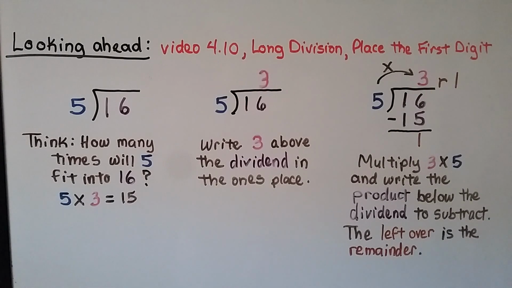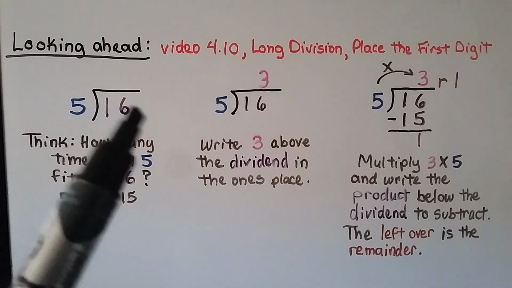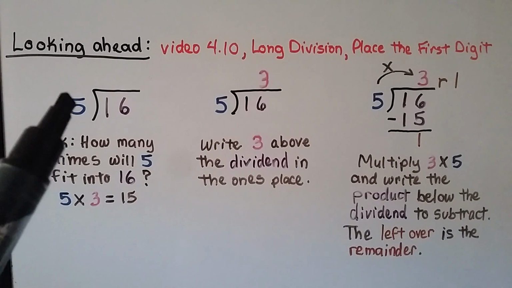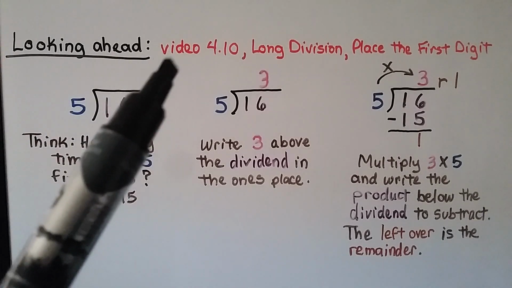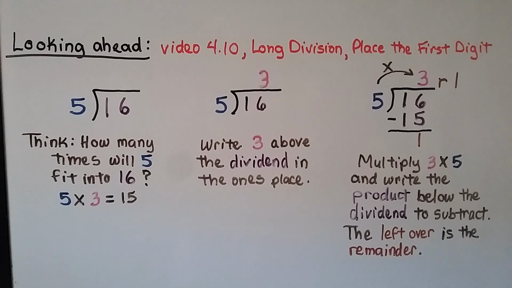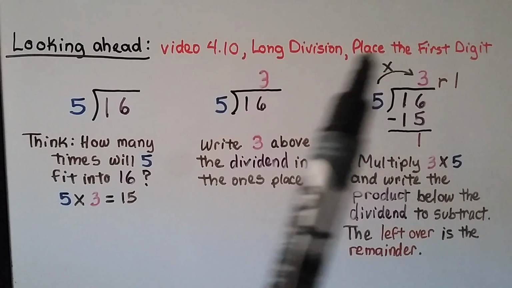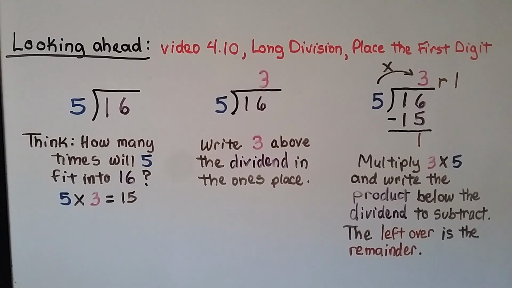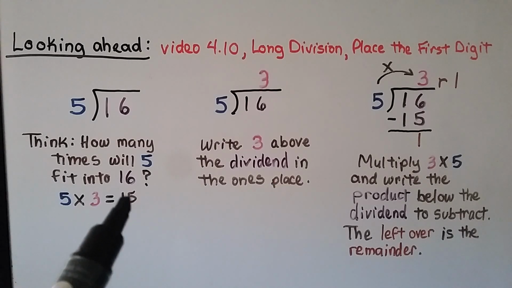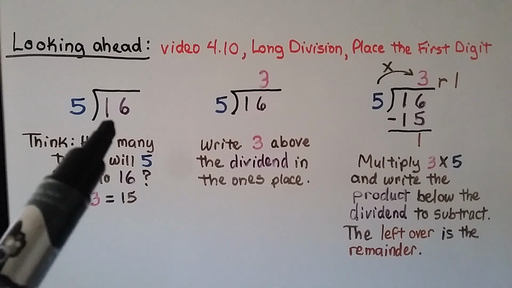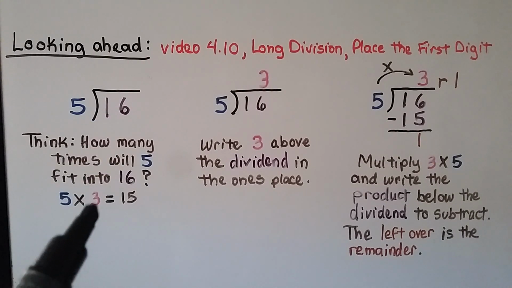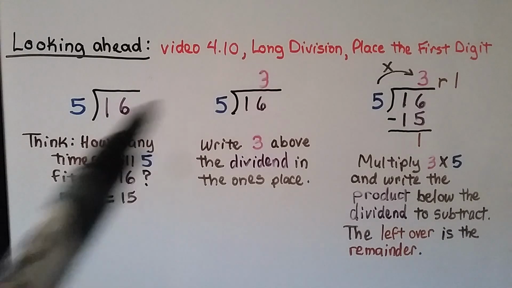So we have to be comfortable looking at division problems written like this, 16 divided by 5. And we're going to get into this more in video 4.10. This is only video 4.2. We're only at the beginning of chapter 4. And this is going to be about long division and placing the first digit in the quotient. But when you see this, you need to think, how many times will this 5 fit into that 16? We think 5 times 3 is equal to 15, so we know it'll fit in 3 times. Well, 5 times 4 is 20, so it won't fit in 4 times, but it will fit in 3 times.